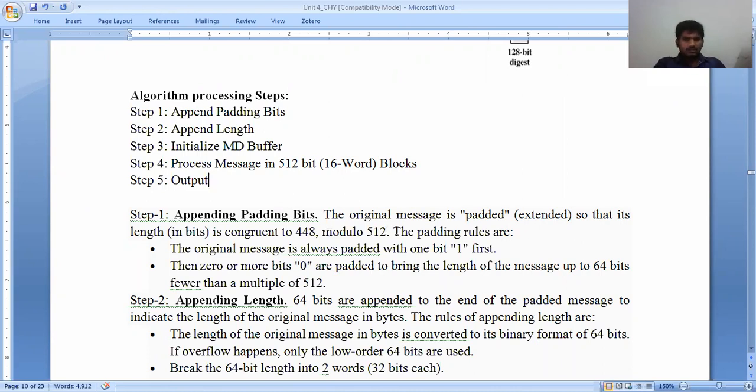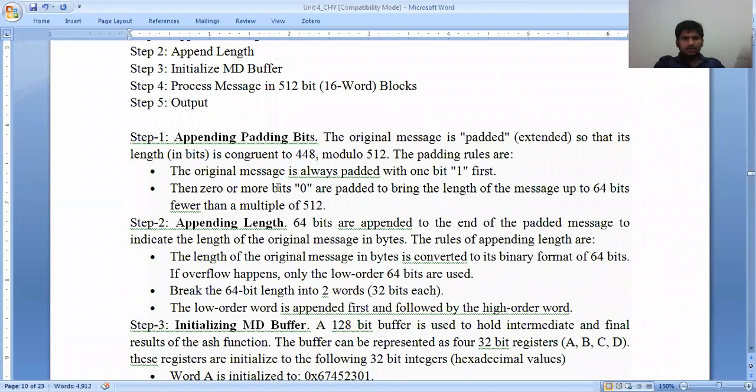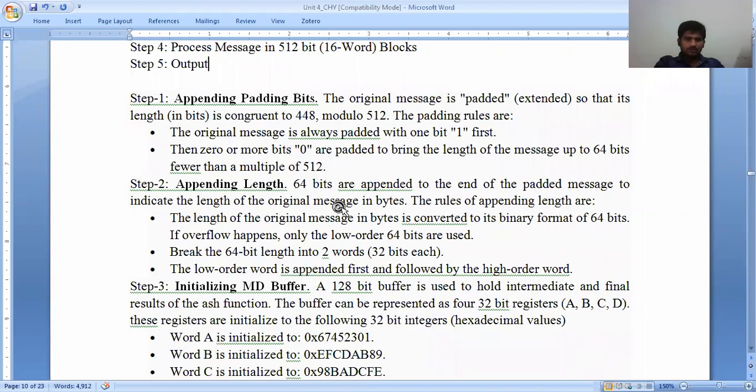We write double lines, and in between we write modulo. Modulo means it uses the remainder of that particular value. In programming languages, modulo gives the remainder of the value. So the original message is always padded, first with a one bit, then zero or more zero bits are padded, to bring the length of the message to 64 bits fewer than a multiple of 512. So the 512 is divided, and the length field is 64 bits.